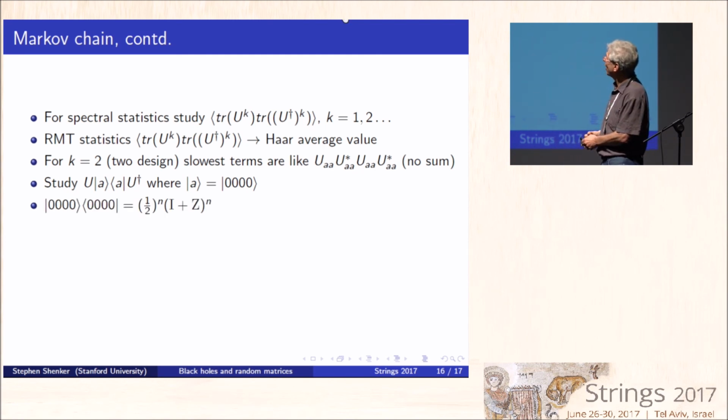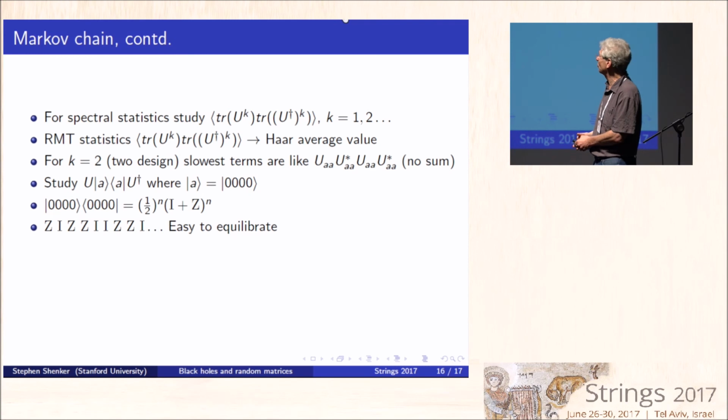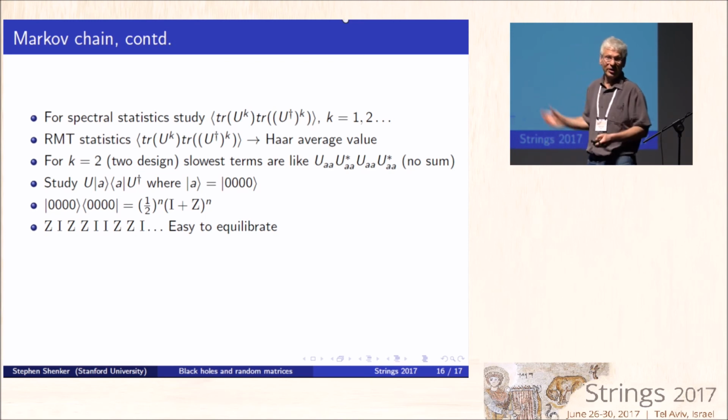Well, what is the projection onto all spins up? You can write it in terms of Paulis as I plus Z, tensor product over all the qubits. But now you can expand this out into strings of Paulis. There's a typical expansion. It's like coin flips. This is easy to equilibrate. There aren't long strings of I's here. It equilibrates in times of order 1.